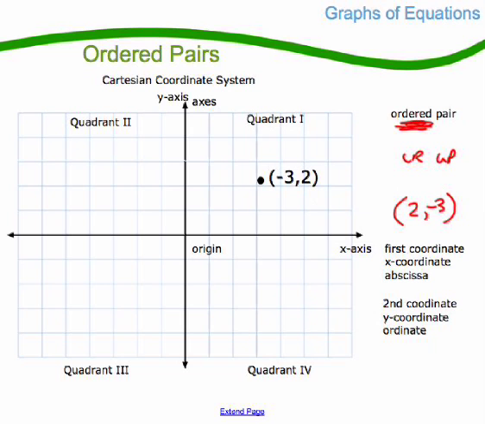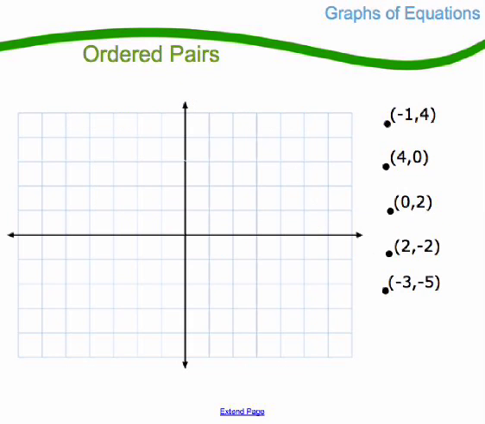This point here, if I wanted to plot that, tells me to go left 3, that's with the minus, left 3, and up 2. So, starting from right here, I'm going to go left 3, 1, 2, 3, and I'm going to go up 2, right about there. I'll move it over just a hair. So that point right there is the point -3, 2.